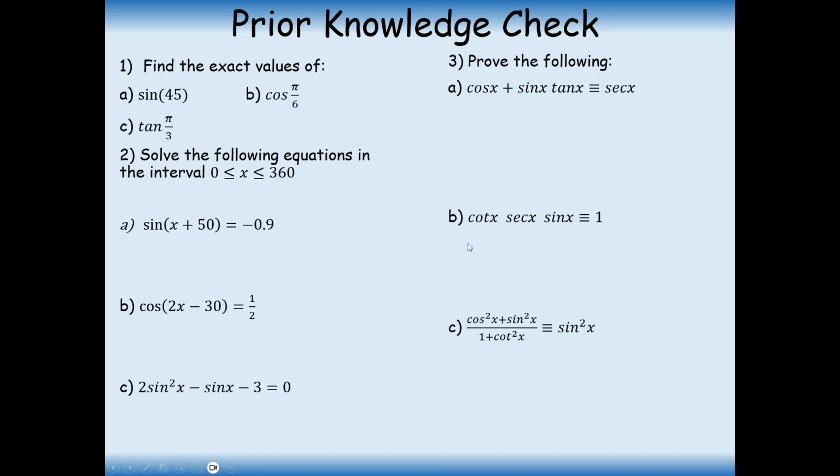Okay, so I hope you've had a go at these questions. The very first question is a basic calculator problem. It's testing whether you know to use your calculator's degrees mode or radians mode. So sine of 45 degrees, cos of pi over 6 is in radians, so make sure you put your calculator in radians before you do that, and tan of pi over 3 is simply root 3.